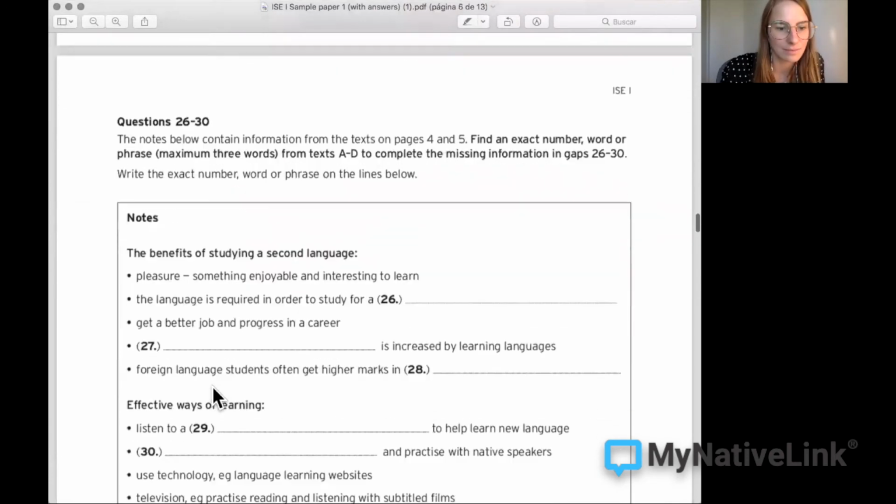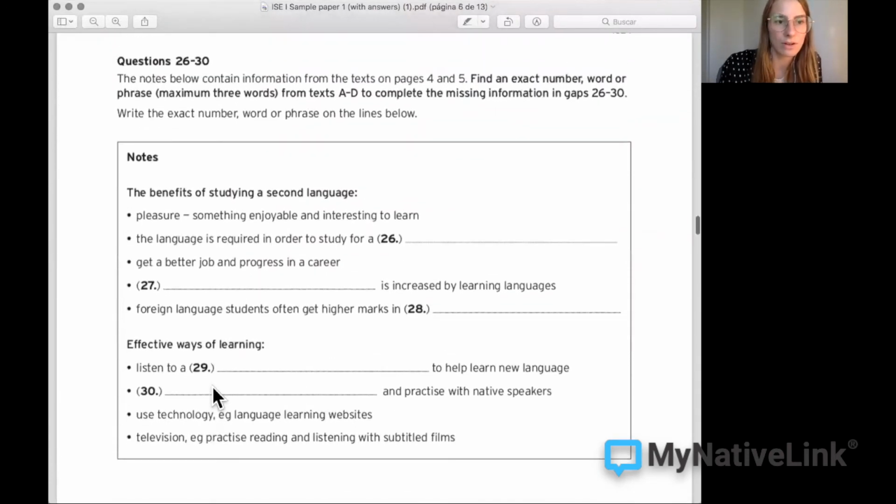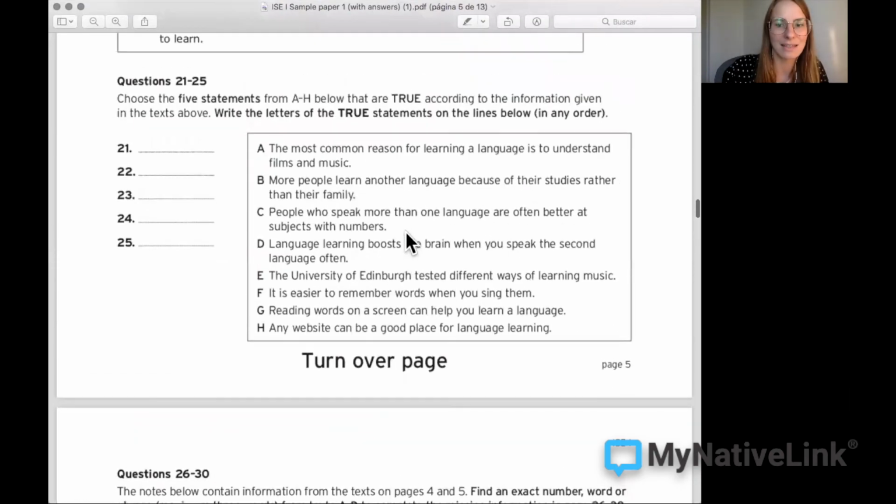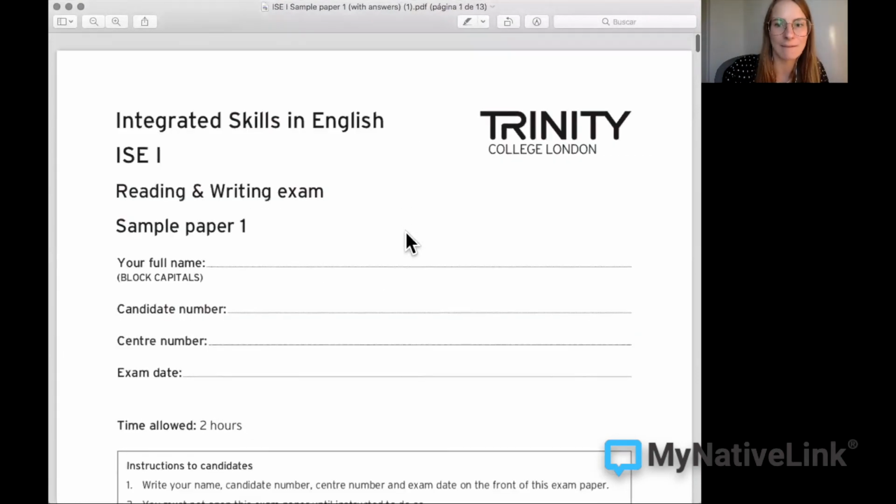And last but not least, we've got questions 26 to 30. And these questions are the same as the questions we had in reading task 1. You have to get 3 words, numbers in the exact same order and fill in the blanks here. So that's the end of the reading part of the exam.